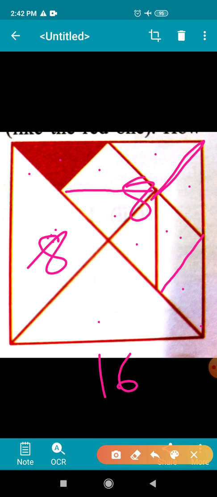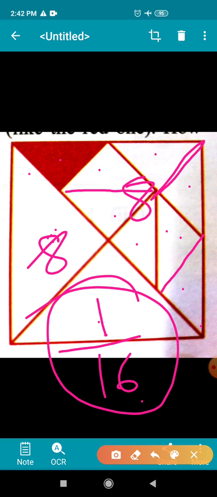As you can see here, this is a square and half of the square is divided in 8 triangles. Similarly, you can divide this half part of the square in 8 small triangles. So total triangles in a square will be 16, and out of 16 only one triangle is colored. So the part for the colored portion will be 1/16.